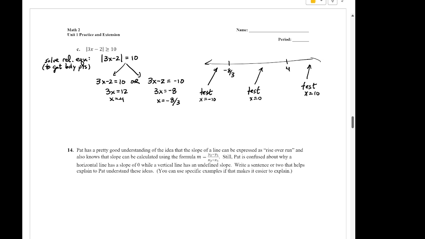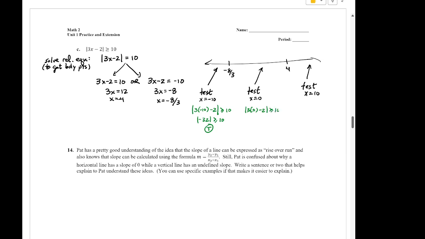So if I plug in negative 10 over here, I get absolute value. Remember, you're always plugging in the original. So it's 3 times negative 10 minus 2. And checking, is that greater than 10? So that's going to be negative 30 minus 2 is negative 32 in absolute values, which is positive 32, which is definitely greater than 10. This is true.